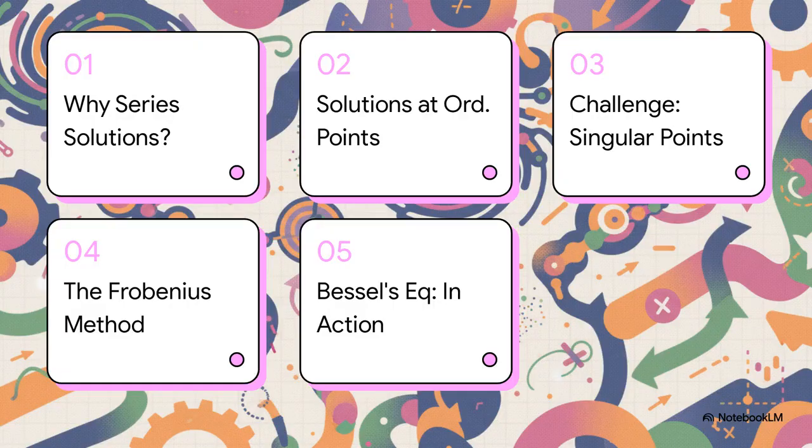Okay, here's our game plan. We're going to start with why we even need series solutions in the first place. Then we'll see how they work for the nice cases, which we call ordinary points. After that, we'll tackle the real beast, singular points, with a powerful tool called the Frobenius method. And finally, we'll see it all come together to crack the famous Bessel's equation.